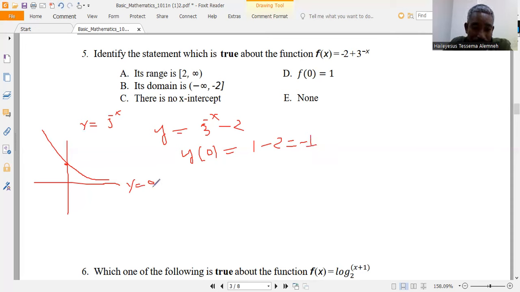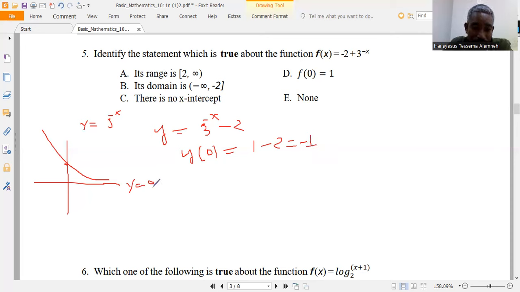The range of this function is the open interval from negative infinity to -2. That is the range. And the domain is all real numbers.